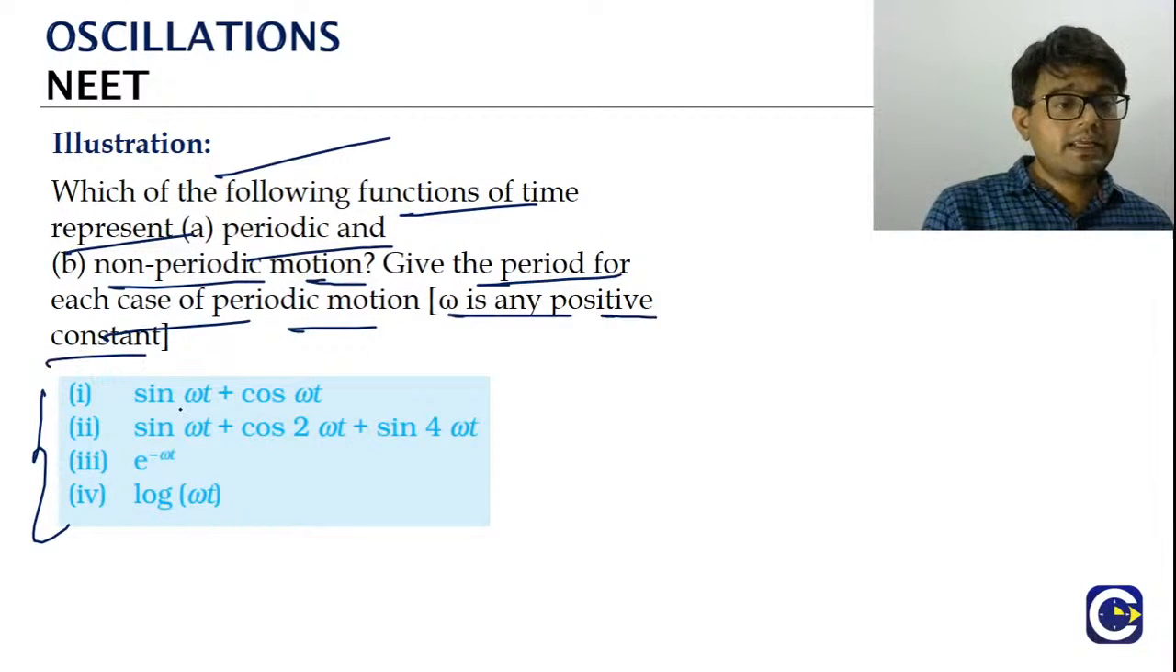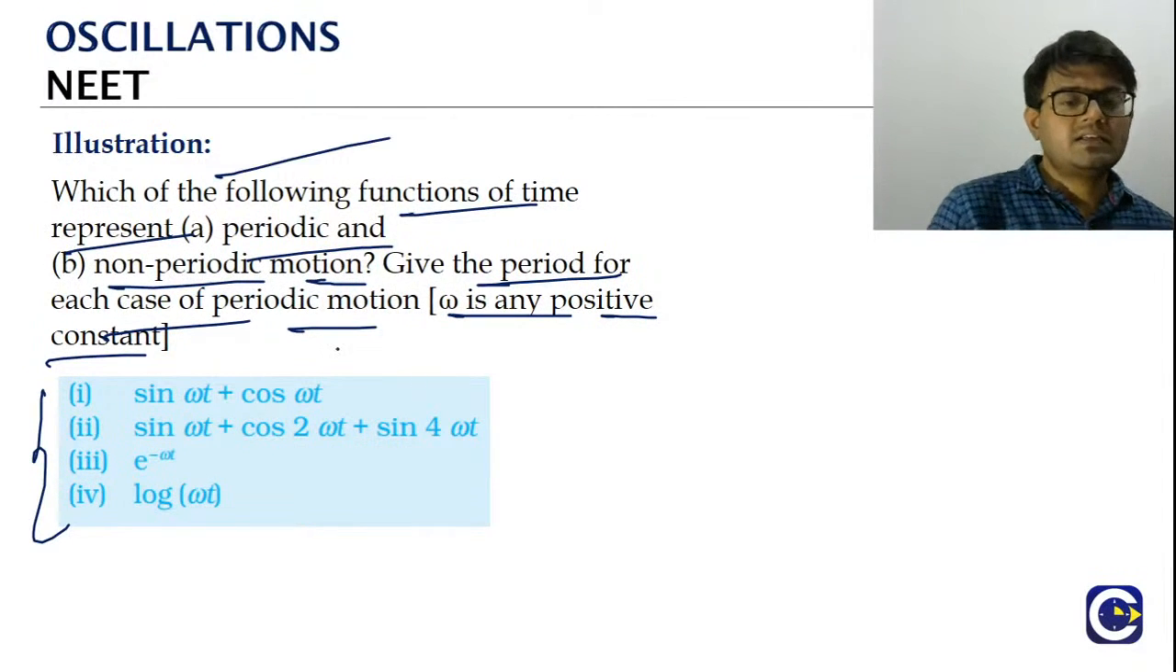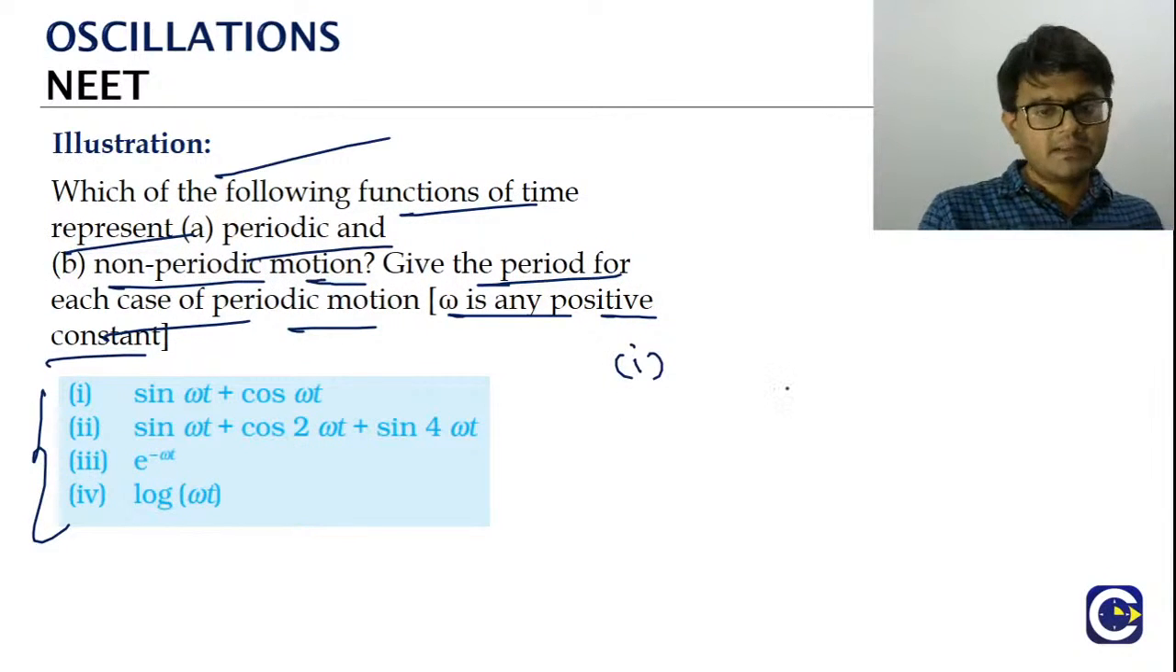ஒமேகான்னு சொல்லிட்டு we are getting one constant, that is a positive constant. ஒமேகான்னு சொல்லிட்டு it will be a positive constant. Okay. So first நம்ம அந்த first functional example எடுத்து பார்க்கலாம்.